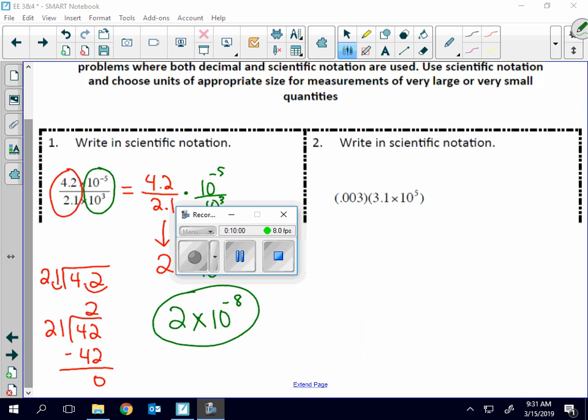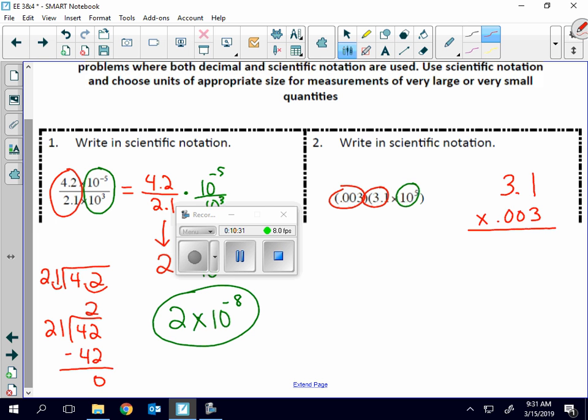All right, the next one we are going to multiply, and of course leave our answer in scientific notation. So we're going to multiply our numbers that are not powers. The only power I have is this one. So what I'm going to multiply are these two things together. And I'm going to do that on the side over here. So 3.1 times 0.003.